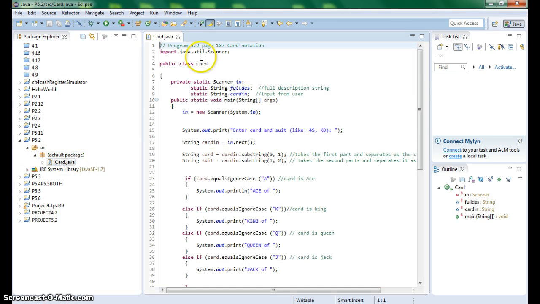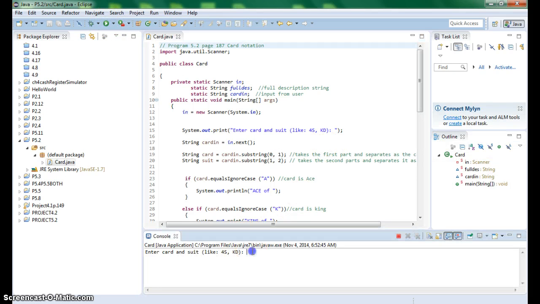And this is the card program. Okay, so I'm going to enter a 7 of clubs. 7C, so it comes up 7 of clubs. Run it again. Let's do a Q of hearts. And then it says that is Queen of Hearts.